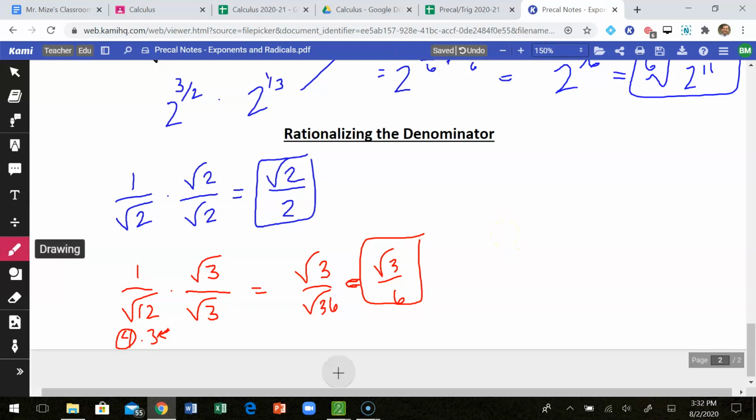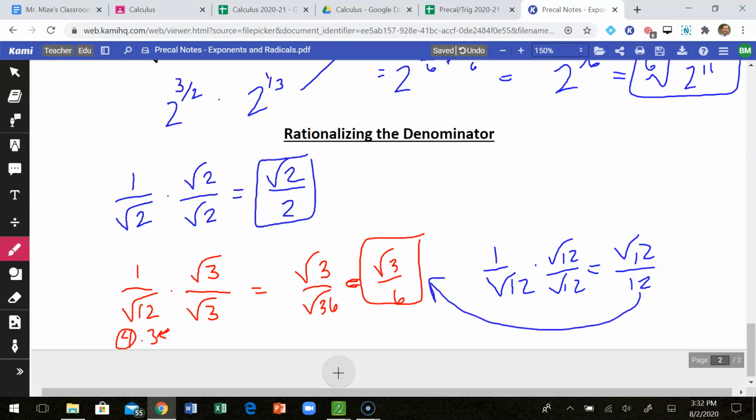Again, I said it wasn't wrong to multiply by the square root of 12. You could do that. 1 over the square root of 12. If I multiply by the square root of 12 on top and bottom, I get the square root of 12 over 12. This is the same as that. It may not look like it, but if you simplified that square root of 12 on top and then you reduced, you would get the square root of 3 over 6. So my suggestion is don't always just multiply by whatever's on the bottom. Think about what's the smallest thing that you could use to make that thing on the bottom be a perfect square so that then the square root's going to go away.